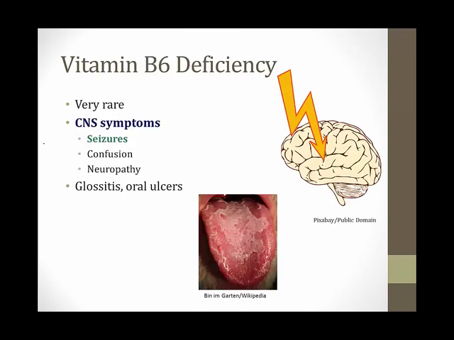A pure vitamin B6 deficiency is very rare. CNS symptoms are classic, including seizures and confusion and neuropathy. Also, other symptoms that go along with B vitamin deficiencies, including glossitis and oral ulcers.